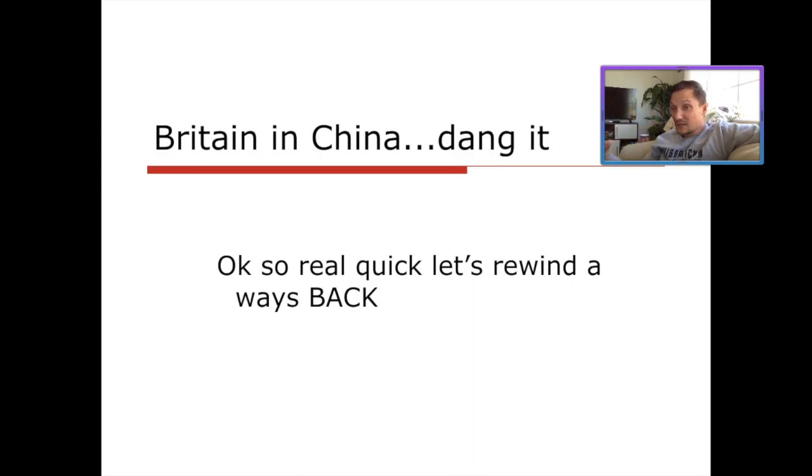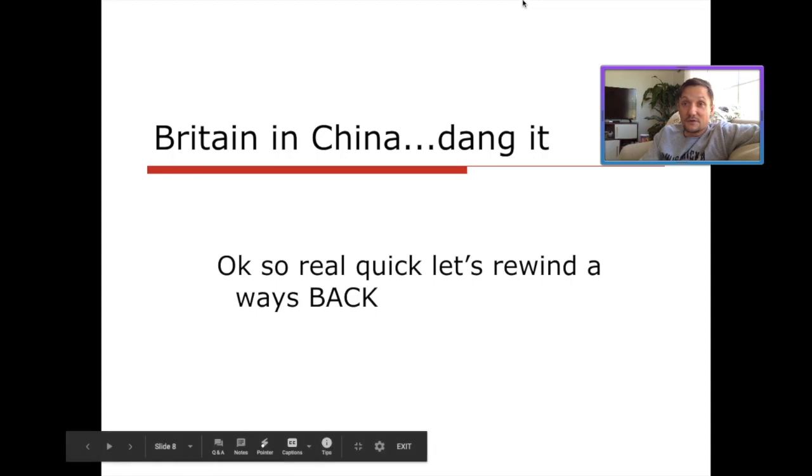The best example of imperializers, period, is the British, all right? The British take over the most stuff. There's an old saying that the sun never sets on the British Empire, right? That actually has been attributed to a lot of different empires throughout history, but that's the best example. Now, one of the biggest examples of them imperializing someone is going to be that of their efforts inside of China, okay?